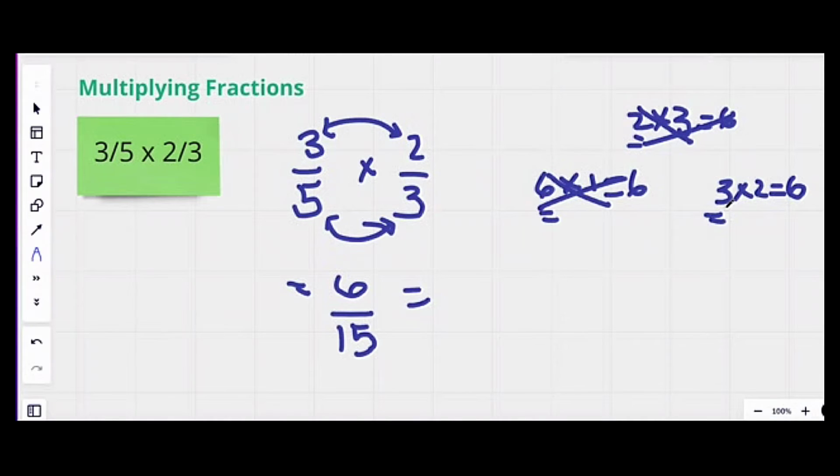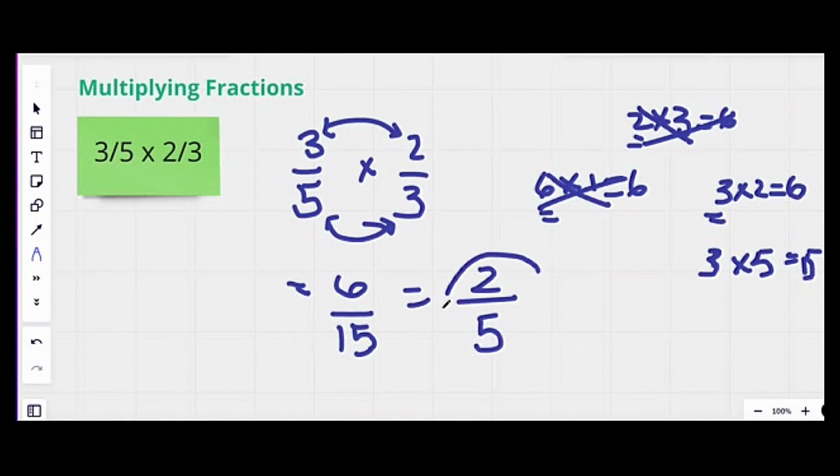What about 3? Is there a number that we multiply the 3 against that will give us 6 and 15? Well, yes, we know that 3 times 2 equals 6, so we can put a 2 right here. And what about 15? Is there anything in the 3 times table that gives us 15? Yes, 3 times 5 equals 15, which means we can put a 5 right here.